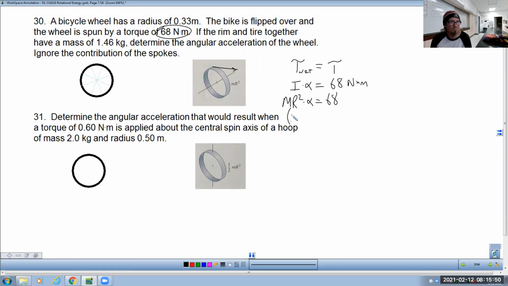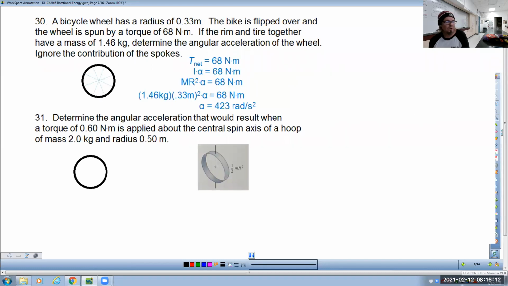Are we okay with just leaving the units out at this point? You're going to put in 1.46 kilograms times the radius, 0.33 squared, times alpha equals 68. And when you get your answer for alpha, even though you didn't care about the units as you went along, you better care about the units in your answer. That part has to be there. And I got 423.